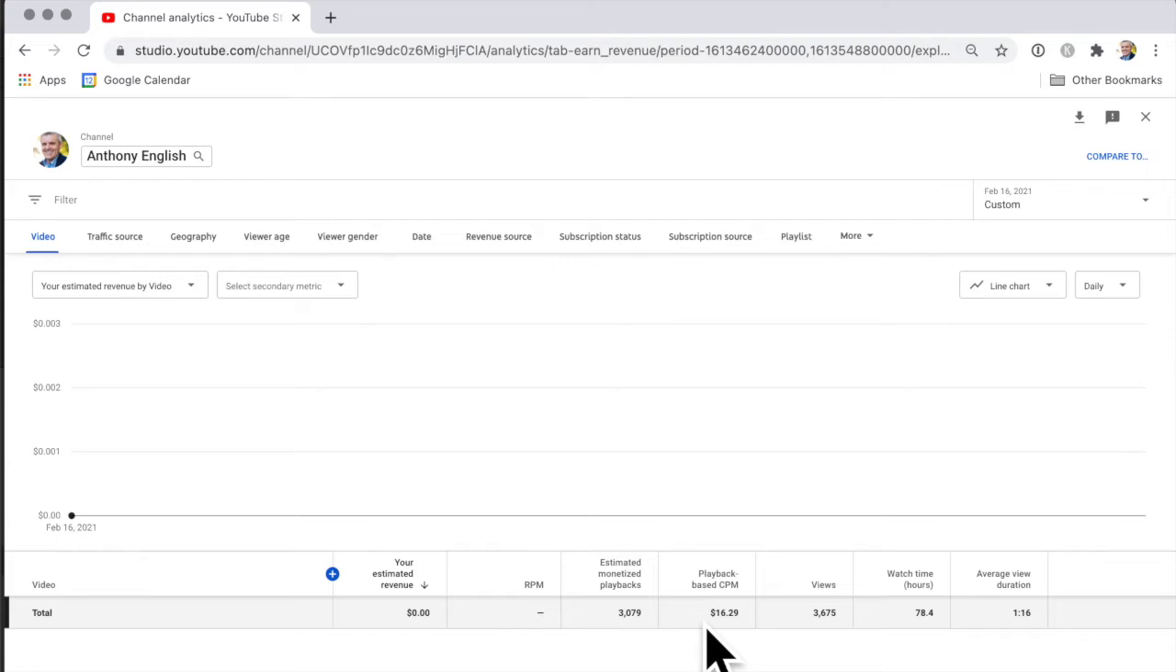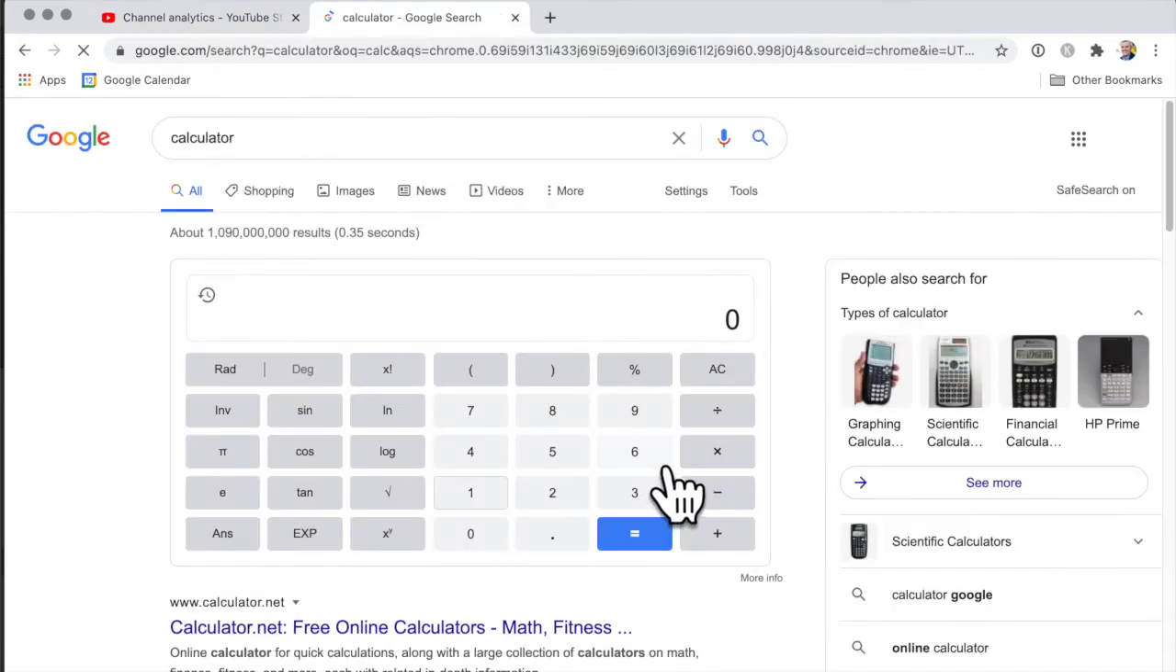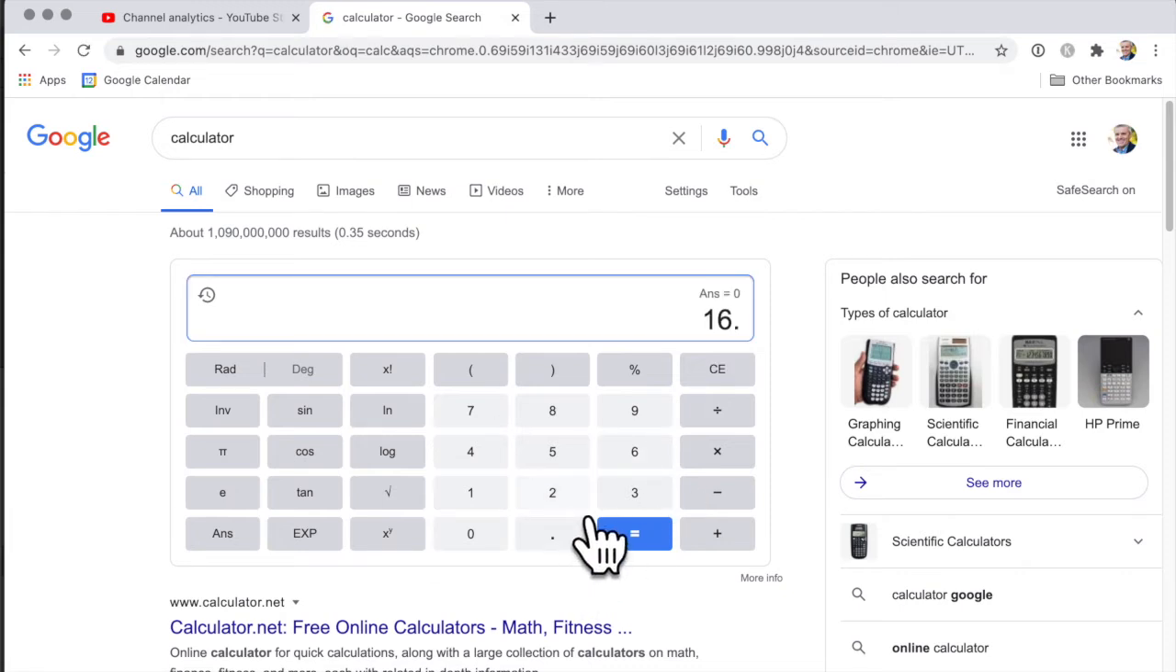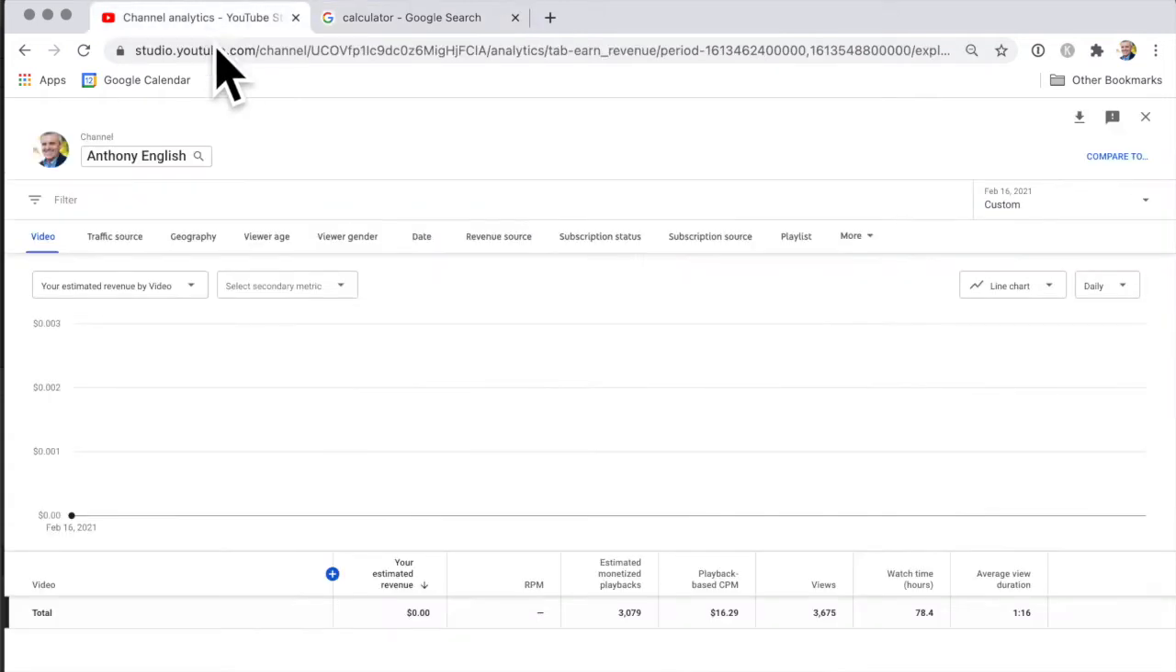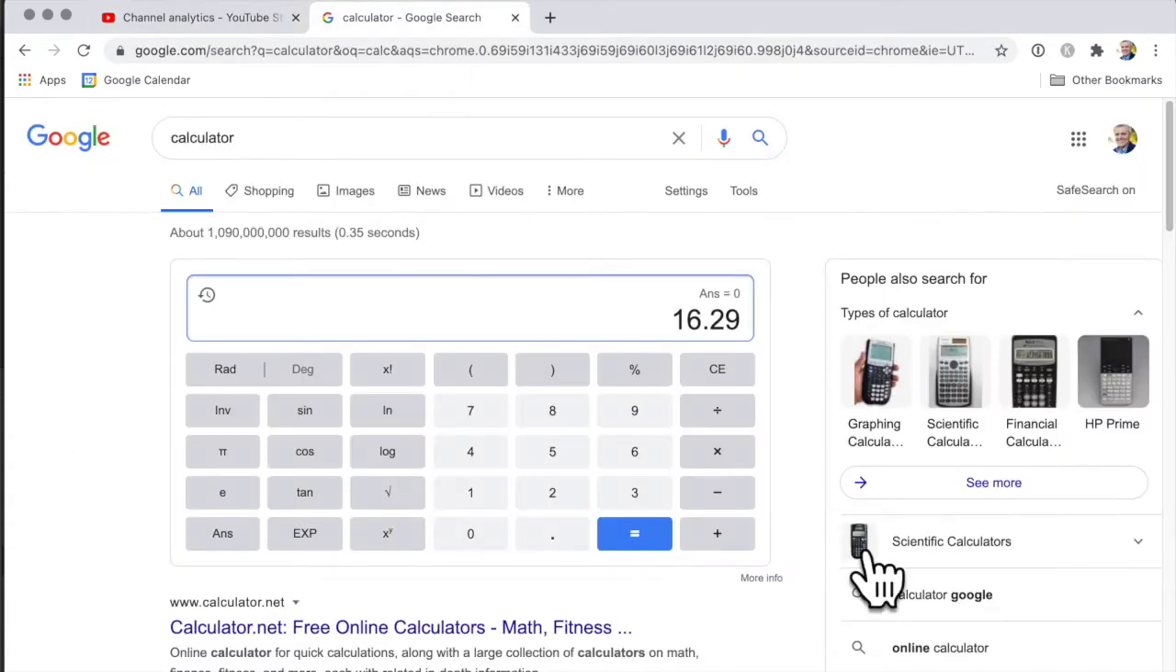So that's enough data for me to get a very close calculation of how much money I'm going to get for that day from YouTube. Watch. $16.29, so that's the CPM or cost per mille for 1,000 views. We're going to need to divide that by 1,000. And then we're going to say, well, how many monetized playbacks was it? 3,079. So that's times 3,079 divided by 1,000.